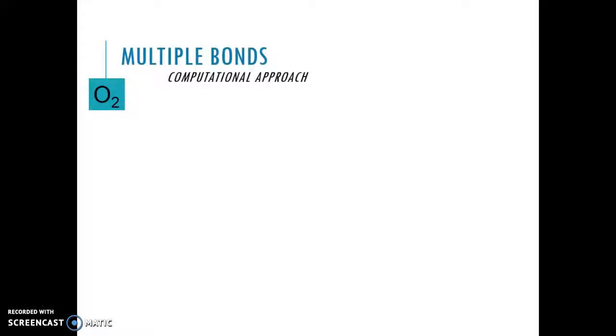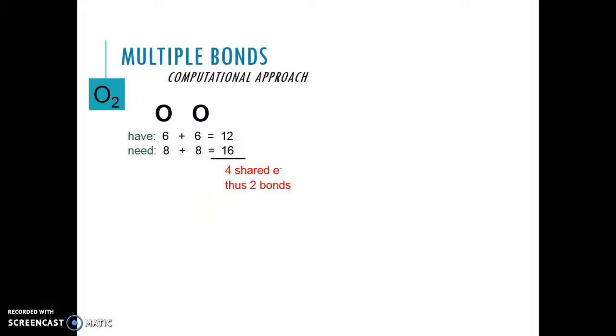So let's say we want to do oxygen. Okay, we'll keep it simple. I know you know that we need a double bond. So we've got oxygen. Each oxygen has 6 electrons, so we have a total of 12. We need 8. Each one needs an octet, so we need 16. Well, the difference between that is 4, so we need to share 4 electrons, which means we need 2 bonds.